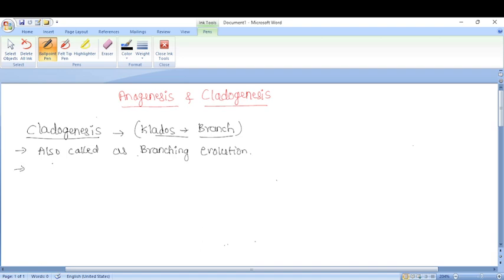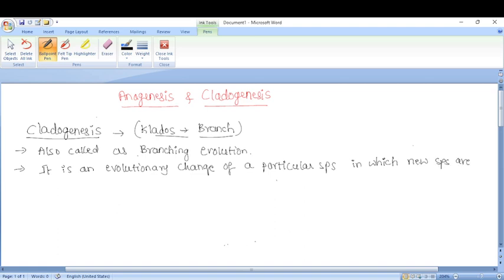If you see the exact definition of cladogenesis, it is an evolutionary change of a particular species in which new species are branched off from a common ancestral species. This is called cladogenesis.